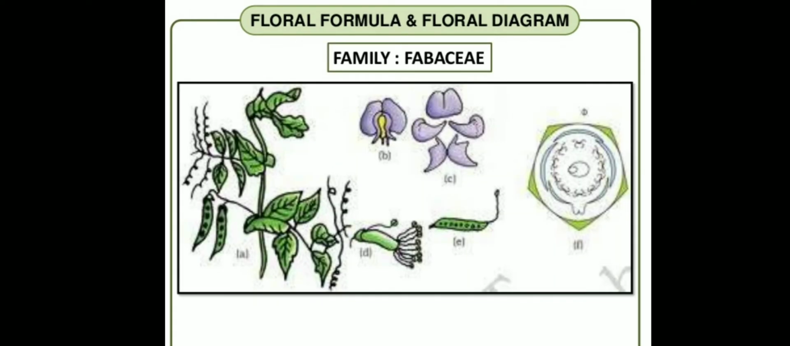Here we will learn about the description of some important families of plants. The first one is the Fabaceae. This family was earlier called Papilionoideae, a subfamily of family Leguminosae. It is distributed all over the world. All these legumes come under this family.